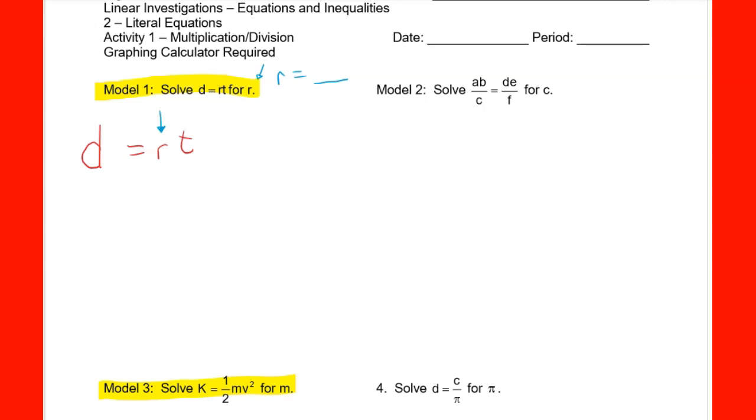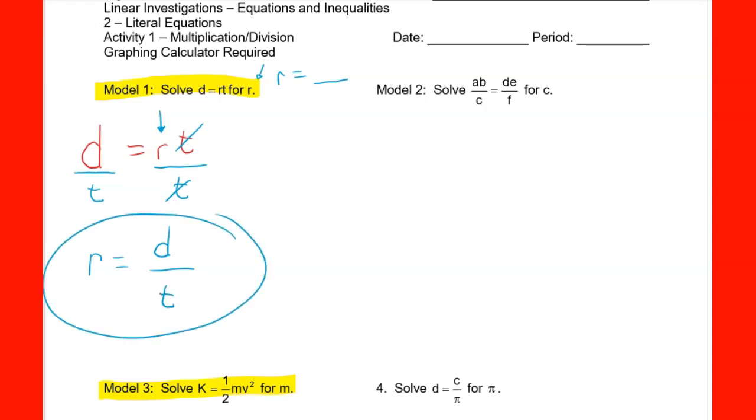If I'm reading this problem by what operations are happening, r is being multiplied by t. So in order to reverse that, I need to do the opposite of multiplying by t. So I'm going to divide by t, and like always, whatever you do to one side, you have to do to the other. So now r is by itself, and r is equal to d divided by t. And that's it. That's the answer.